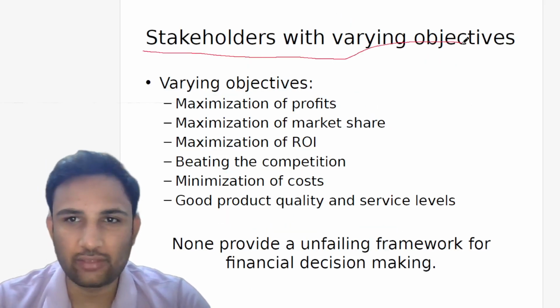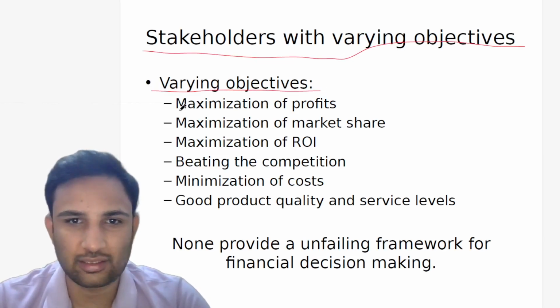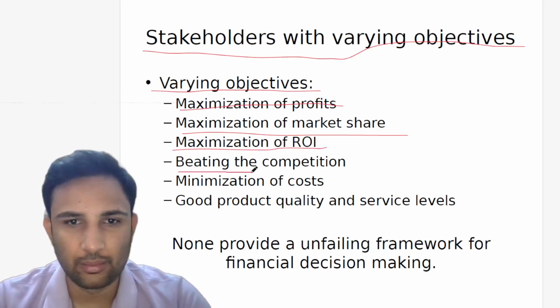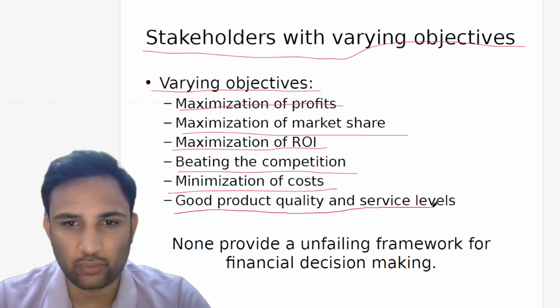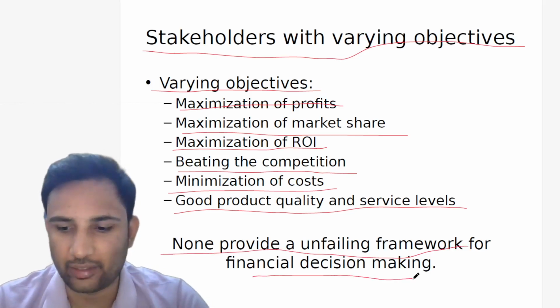So stakeholders with varying objectives. Varying objectives are maximization of profits, maximization of market share, maximization of return on investment, beating the competition, minimization of cost, good product quality and service levels. None provide an unfailing framework for financial decision making.